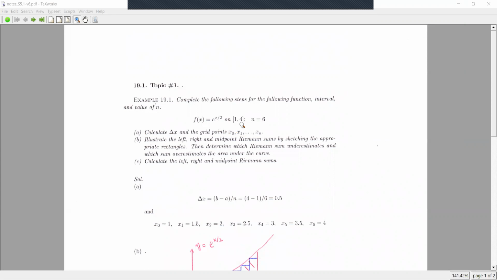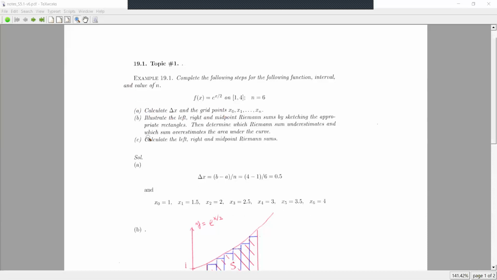To build rectangles, we need to cut this interval into 6 subintervals. Now, the first question. Calculate the length of each subinterval and tell the grid points. Here, grid points means the cutting points. The cutting points.